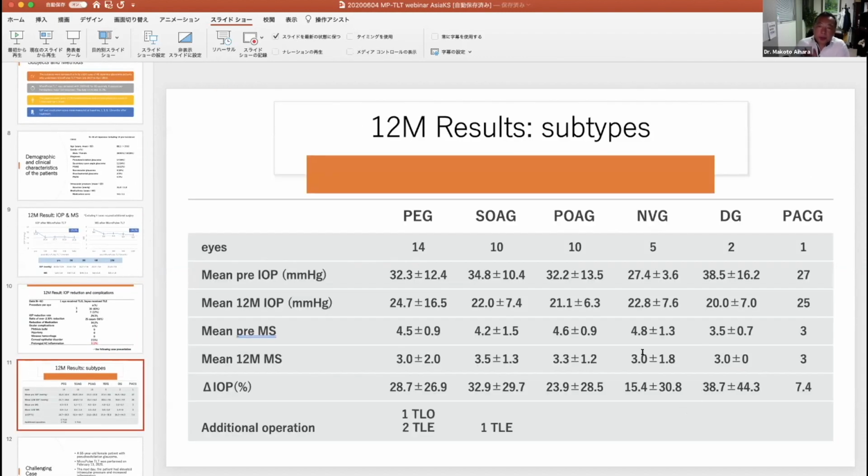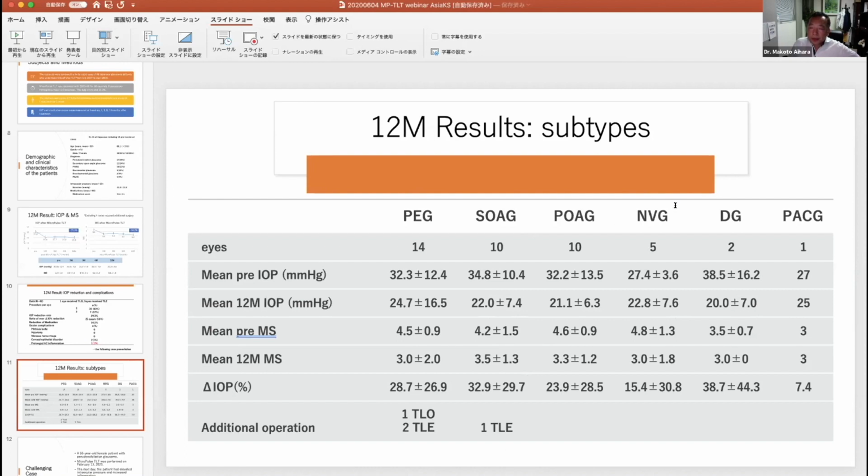So these are the results by glaucoma subtype. In exfoliation glaucoma, the pre-IOP is 32.3, going to 24.7 at 1 year. The IOP reduction rate is 28%. Among exfoliation glaucoma patients, 1 received trabeculotomy and 2 received trabeculectomy to reach the target pressure within a year. For secondary glaucoma, only 1 case received a trabeculectomy, but 9 cases achieved a nice IOP around 22.